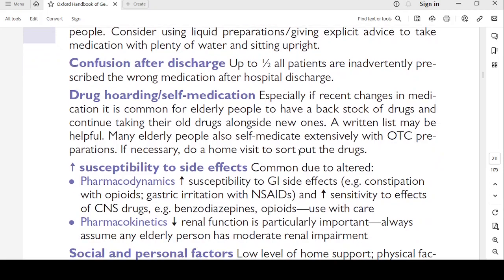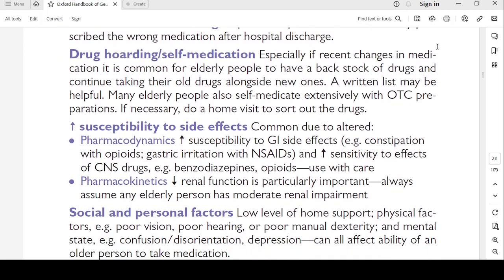Drug hoarding or self-medication. Especially if there are recent changes in medication, it is common for elderly people to have a backstock of drugs and continue taking the old drugs alongside the new ones. A written list may be helpful. Many elderly people also self-medicate extensively with OTC preparations. If necessary, do a home visit to sort out the drugs.